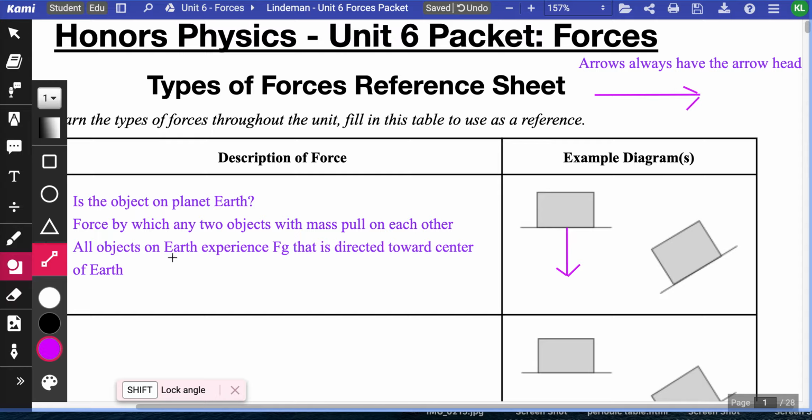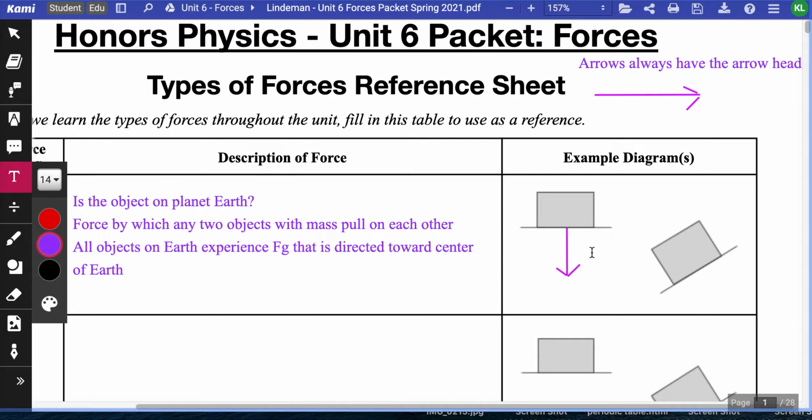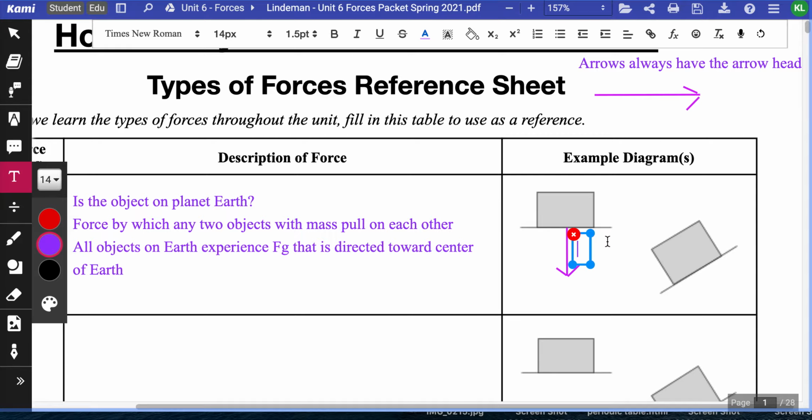So gravity, all objects on Earth experience gravity force that is directed towards the center of the Earth. So for us, we are going to show that by always having gravity force pointing directly toward the bottom of the page. And then we label it FG. I type an uppercase F and a lowercase g, okay? Ideally, we would have the g as a subscript, but this works, okay?